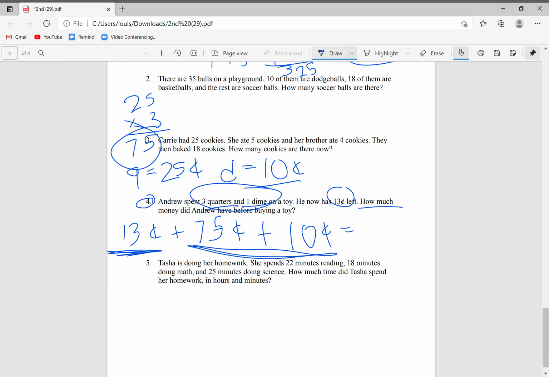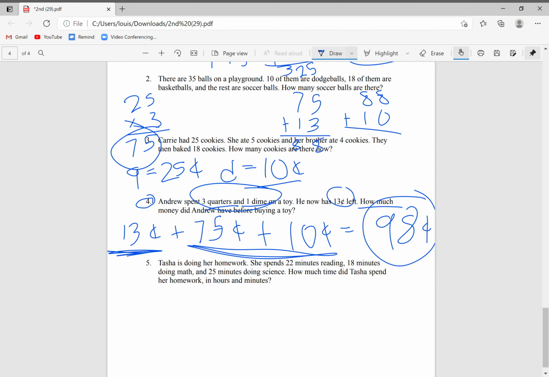So adding these all up, you get your answer of 75 plus 13 is equal to 8 and 8. Sorry if that's a little difficult to see. But moving that 8, we add that as well to 10, which gets us our answer of 98 cents. So Andrew had 98 cents before buying the toy.